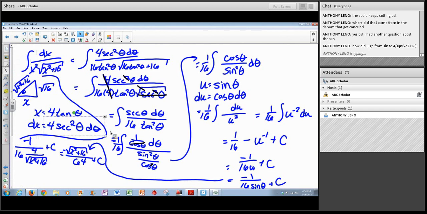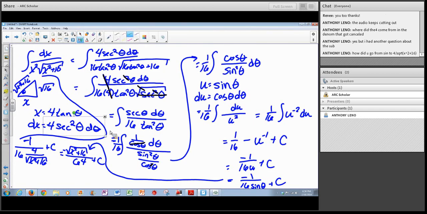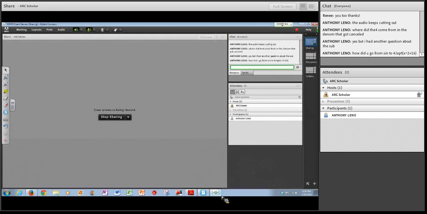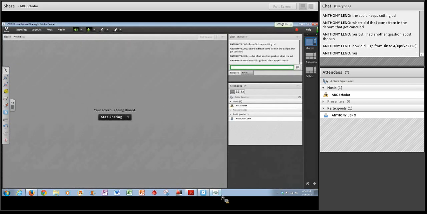Okay, so he was asking how I decided to go from sine theta to this, right? And that comes back to this triangle. If I were to think about sine, that's opposite over hypotenuse. And the opposite is going to be the square root of 16, which is 4. And the hypotenuse is that square root again. So that's how I'm coming up with that resubstitution in terms of x. So does that fix your question, Anthony? Yes. Excellent. Then we will do more questions.